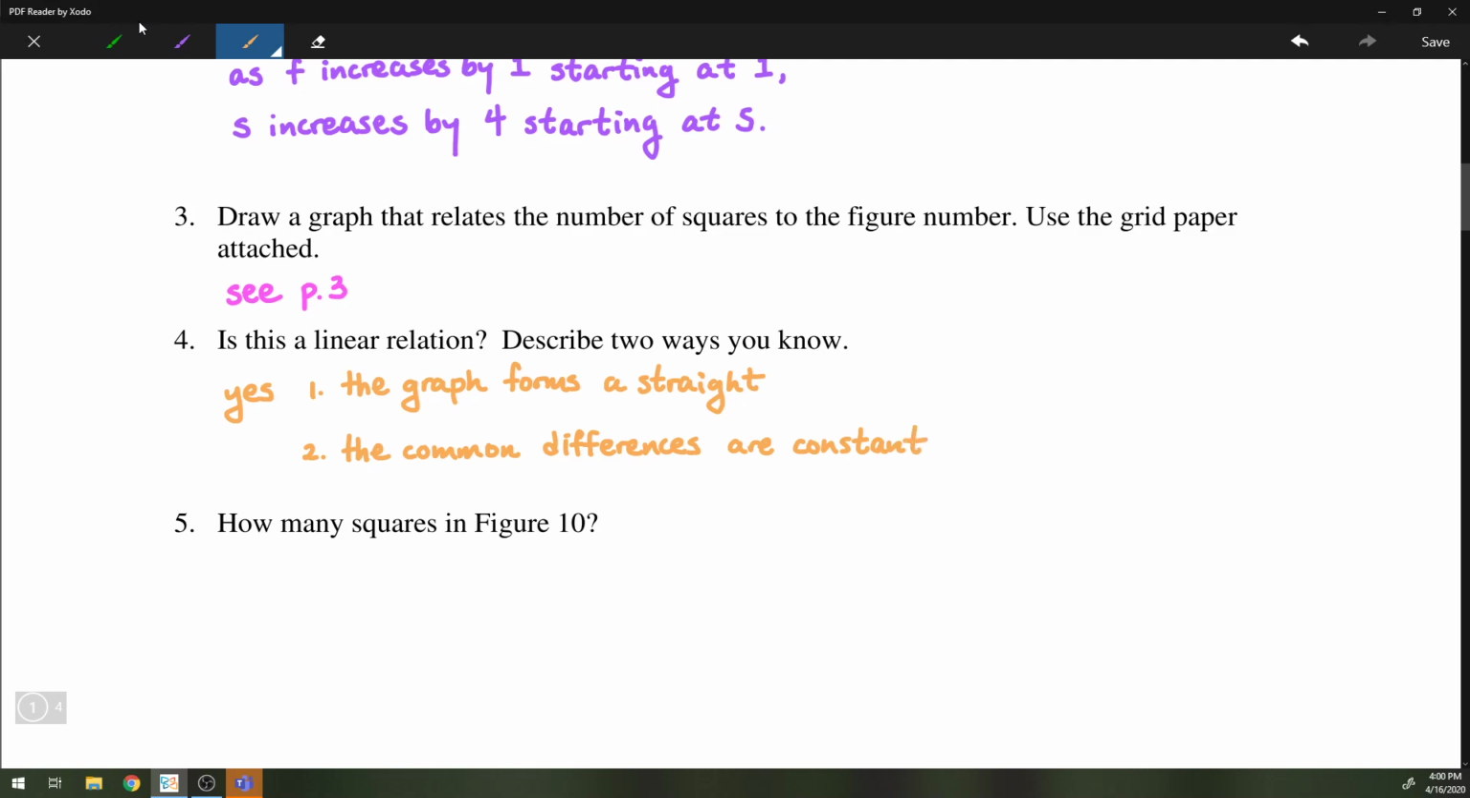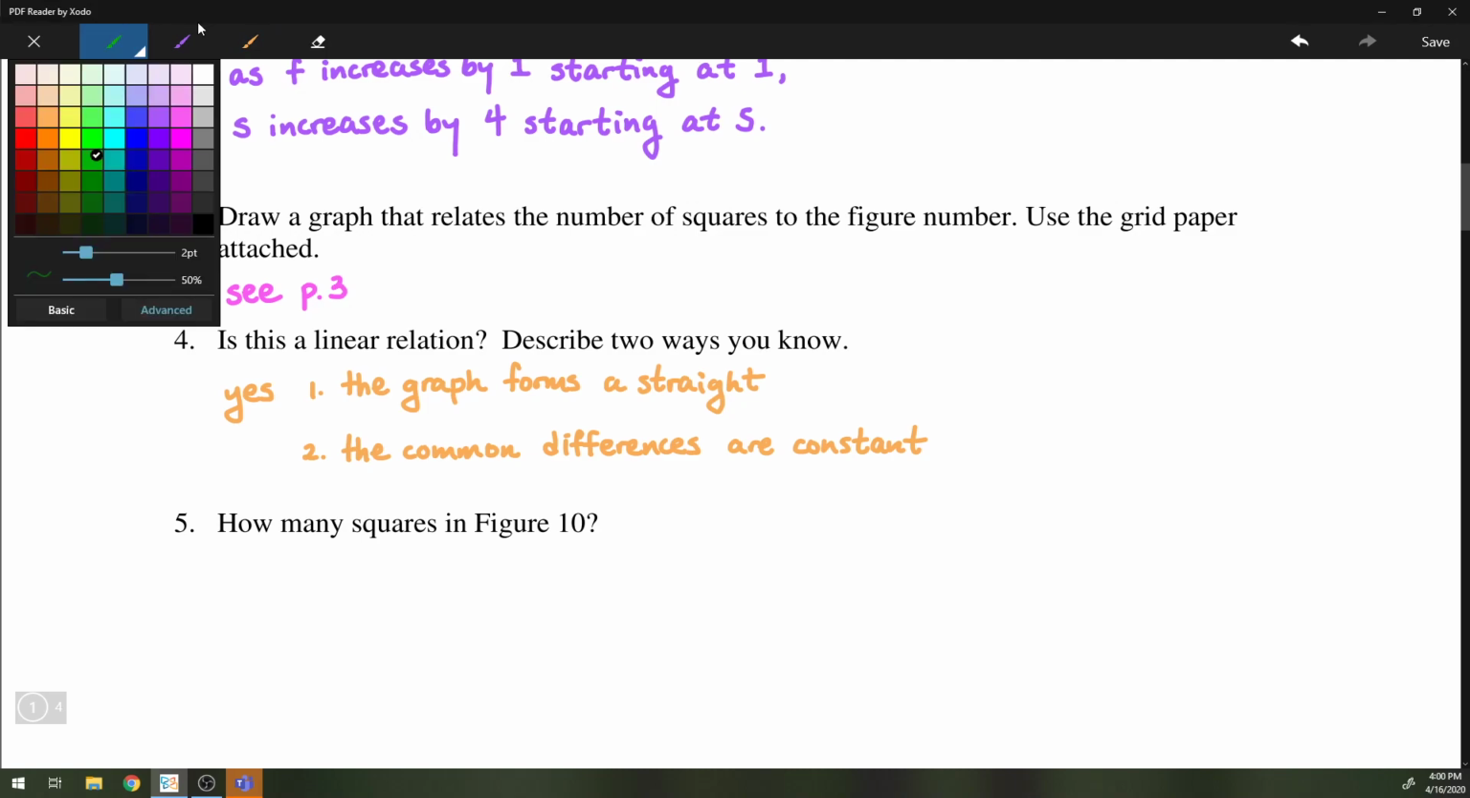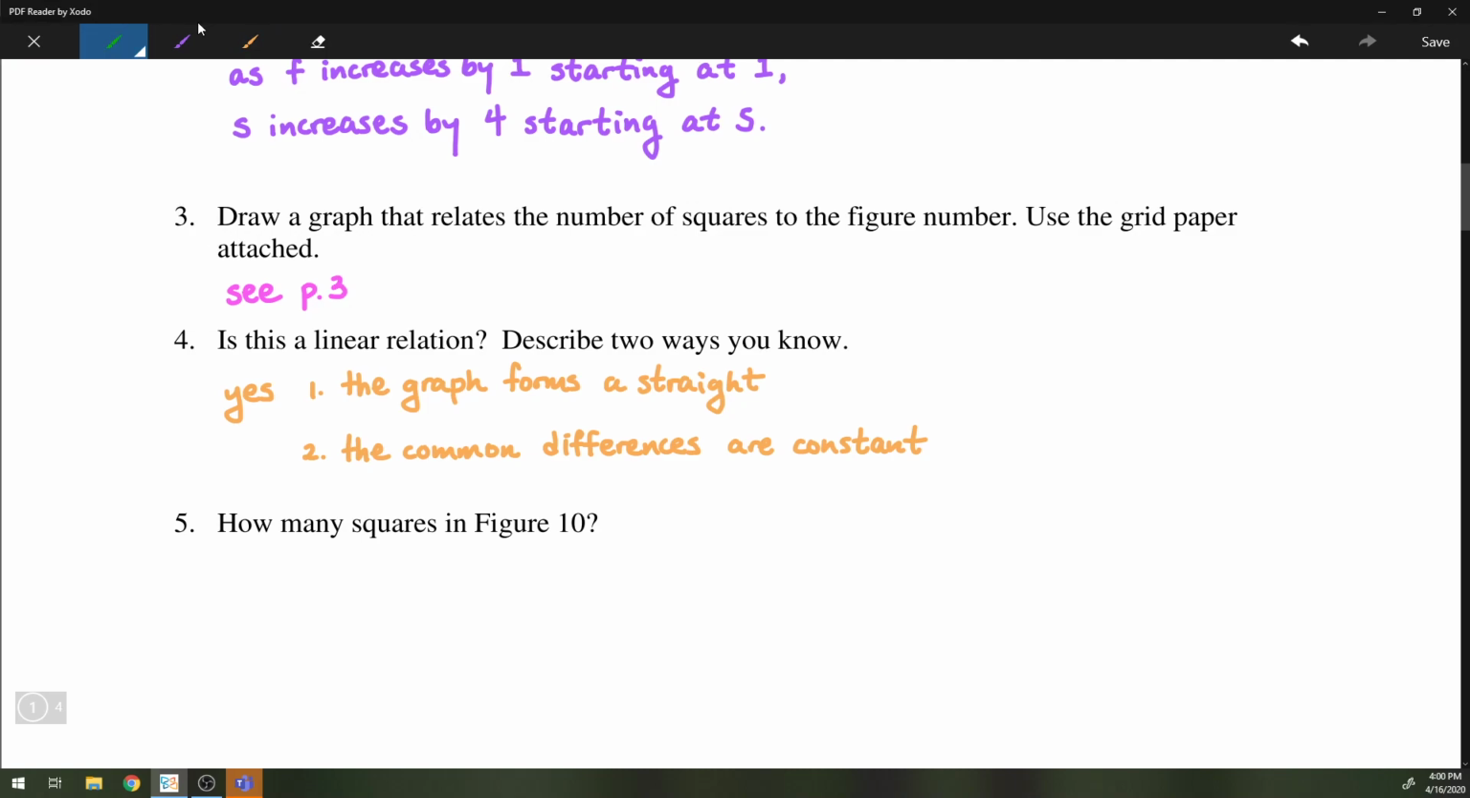Okay, so of course, if you have a linear relation, it's very easy to extrapolate what happens in other figures. So consider if we have figure number 10. What you can do is continue the table of values. So 7, 8, 9, and 10. And as you know, as the figure number increases by 1, the number of squares increases by 4. So we will go from 25 squares in figure number 6 to 29 squares in figure number 7, 33 squares in figure number 8, 37 squares in figure number 9, and 41 squares in figure number 10.